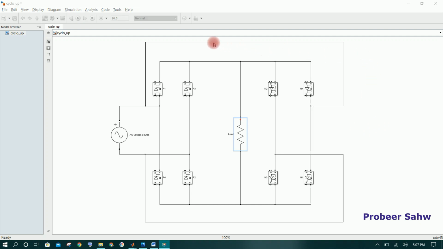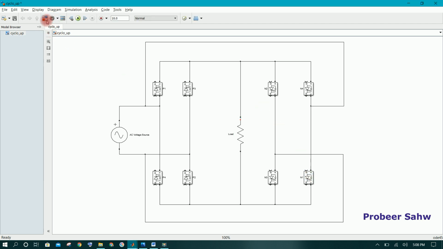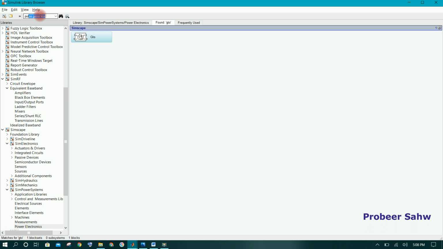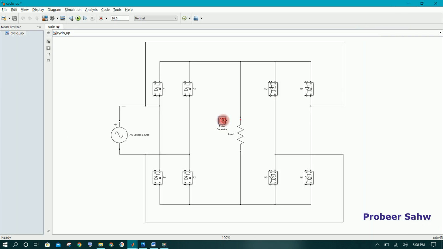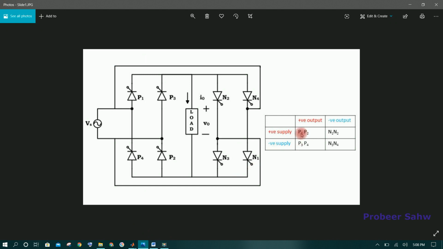But we need some additional elements to operate this circuit. First of all, we require pulse generator circuits to provide gate pulses to these thyristors. So we go to Simulink library and add pulse generator to our model. So there is this pulse generator. We can recall that P1 and P2 thyristors are activated at once. Similarly, N1, N2 at once, P3, P4 at once, N3, N4 at once.